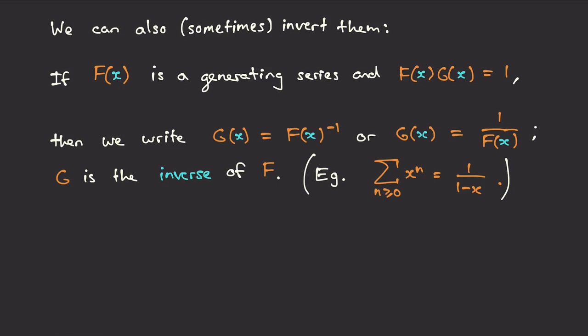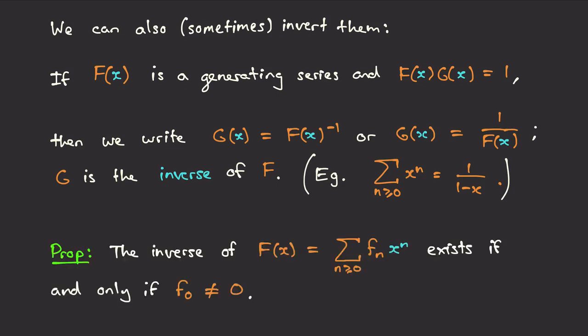Not every generating series has an inverse. For instance, the series x plus x squared and so on will have no inverse. You can show with some linear algebra that the inverse of a generating series f exists if and only if the constant term of f is non-zero.